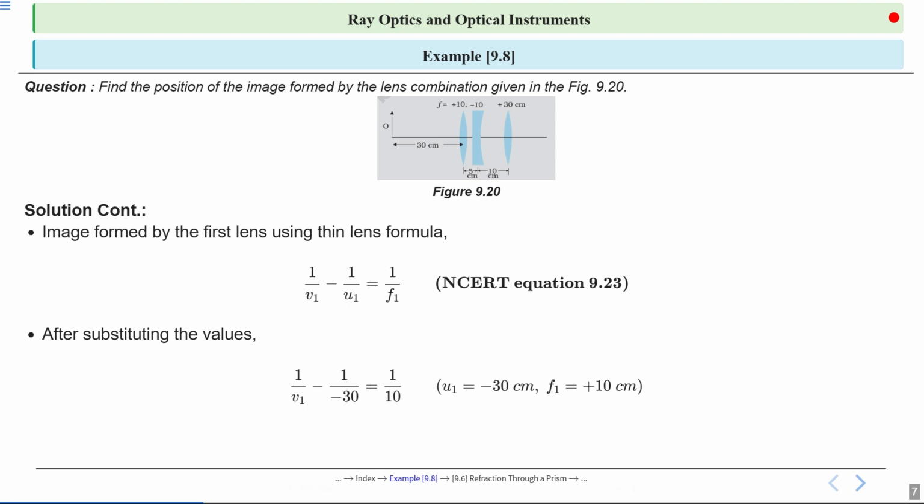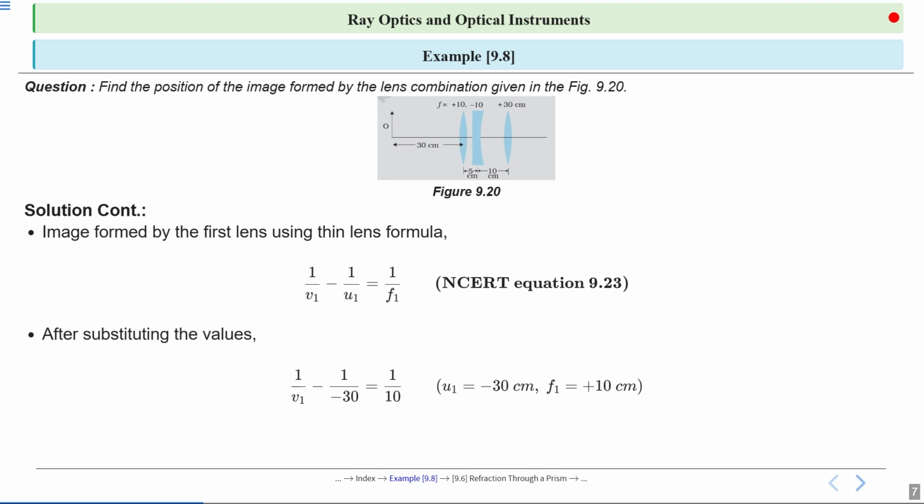Here the object distance u1 is minus 30 centimeter, indicating that the object is on the opposite side of the lens, and the focal length f1 is 10 centimeter. Solving this equation will give us the position of the image formed by the first lens. To find v1, we have to put the values of u1 and f1. So u1 is minus 30. Why minus 30? Because the object is placed on the same side from which the incident light is coming.